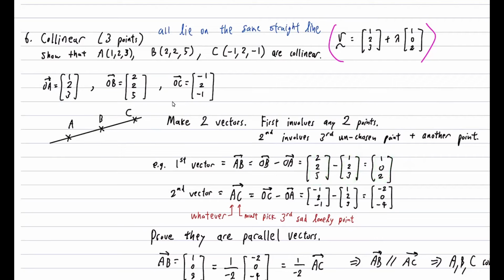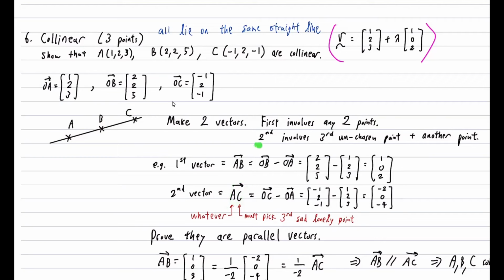Can we pick vector BA? I pick AB, then I pick BA. Cannot. You have to involve the third point. You see, you pick AB and you pick BA, you never involve the point C. Point C very sad, very lonely. You must involve the third point. So that's why you must pick either AC or BC, or CA or CB. Of course, you can also pick BC or CB, but whatever, it doesn't really matter.